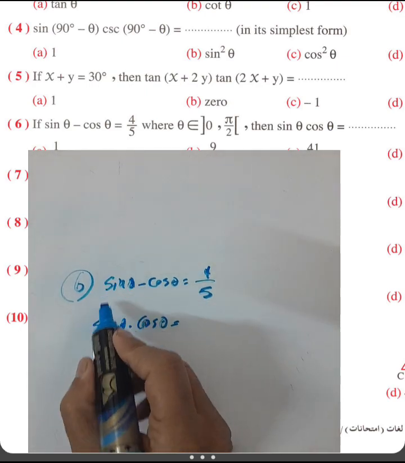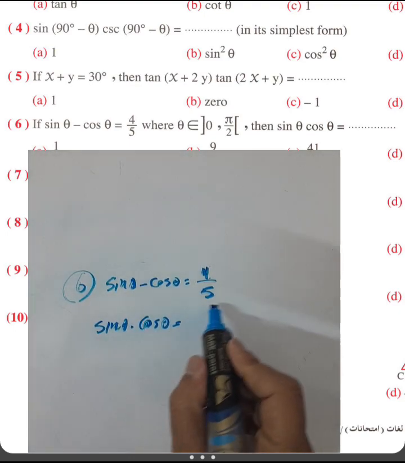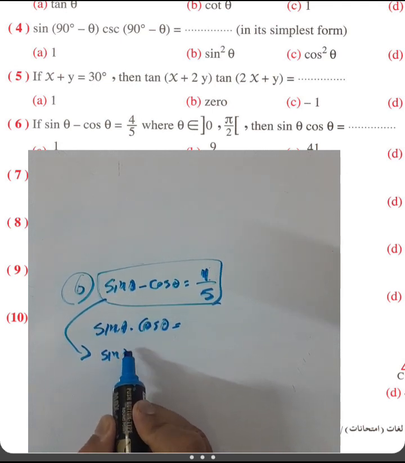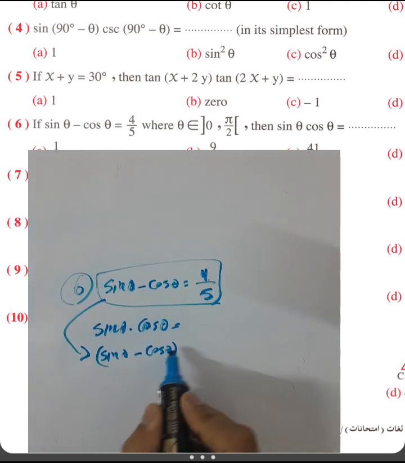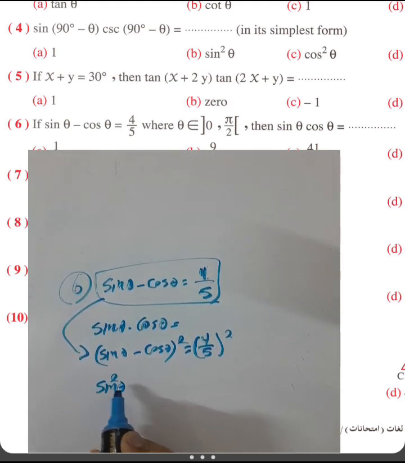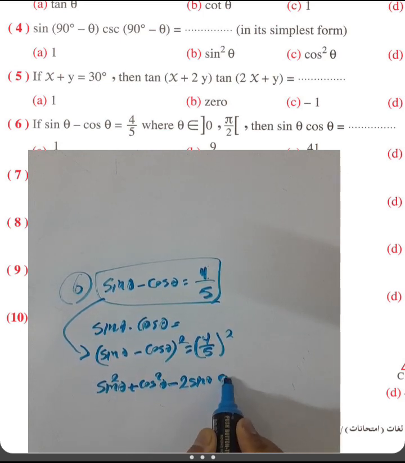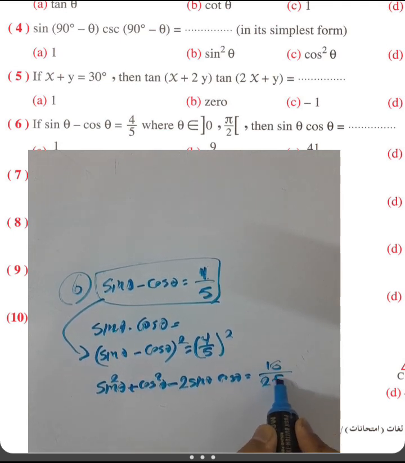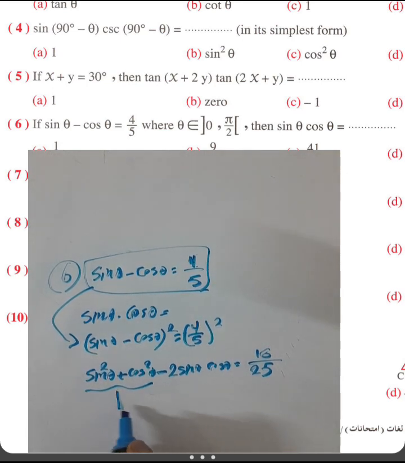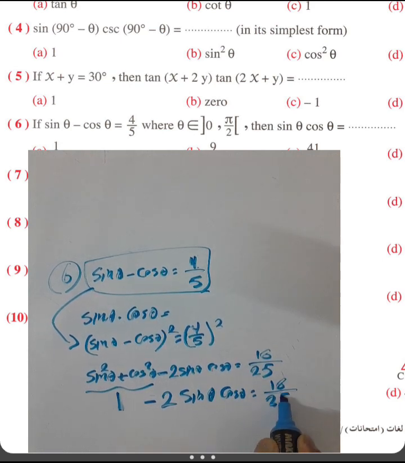Okay, he give us sine theta subtracted by cosine theta equal 4 over 5. We can simplify this by putting power 2 on left hand side and right hand side. Here, sine theta subtract cosine theta whole power 2 equal 4 over 5 whole power 2. The result will be sine power 2 theta plus cosine power 2 theta subtract by 2 sine theta cosine theta equal 16 over 25. And we know sine power 2 theta plus cosine power 2 theta will be 1.